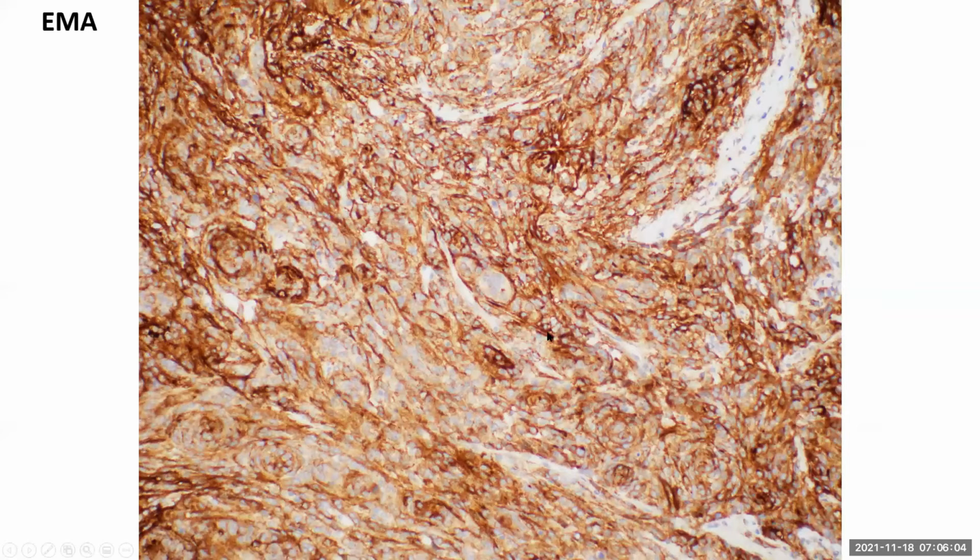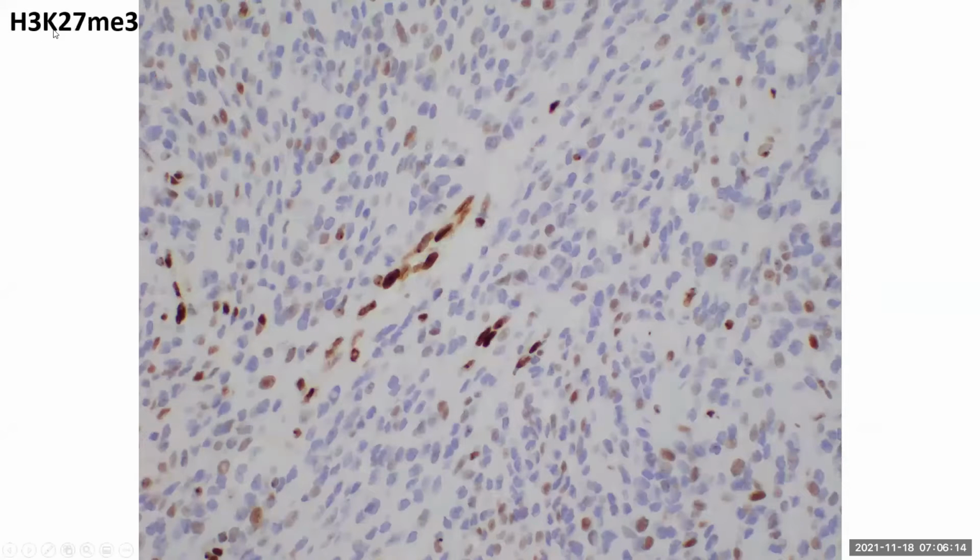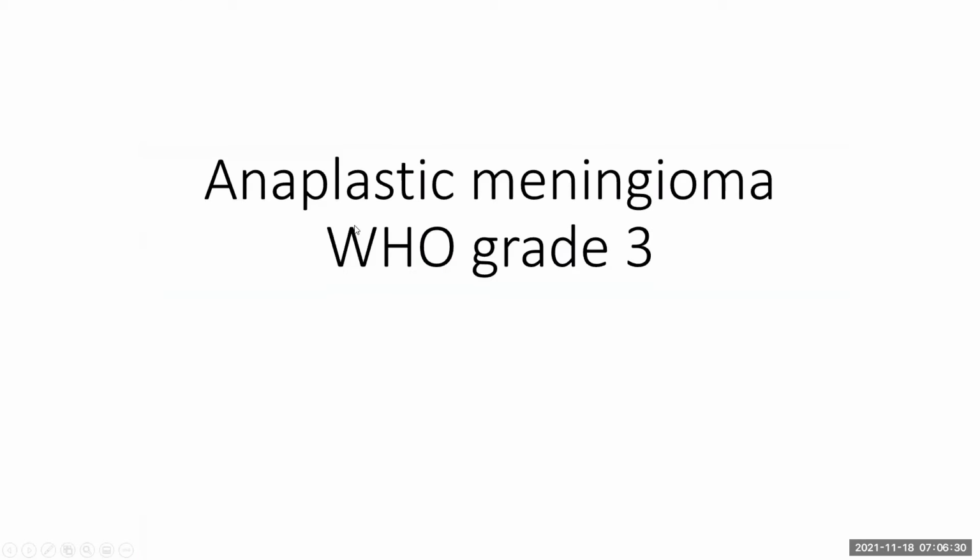EMA, epithelial membrane antigen, is diffusely positive. Ki67 is very high, about 40%. H3K27me3, which recently has been shown to be associated with increased recurrence risk in meningiomas, is lost in a significant number of the tumor cells. And this is anaplastic meningioma, grade 3.